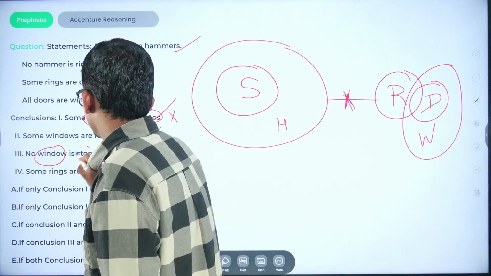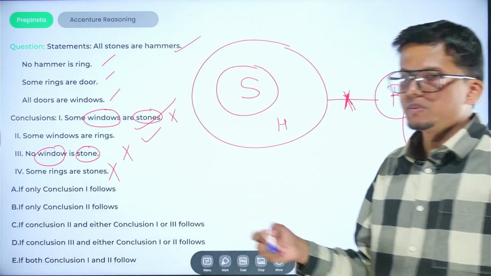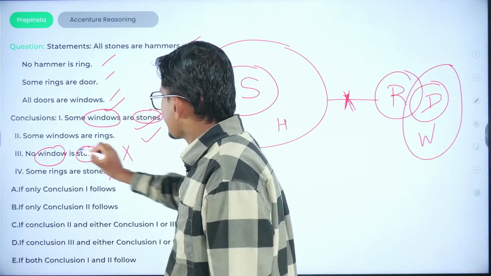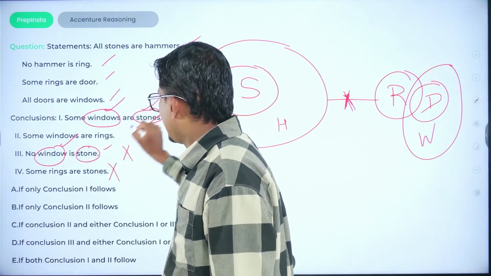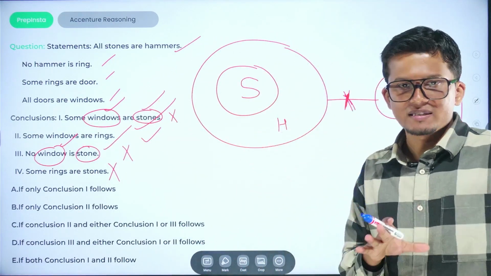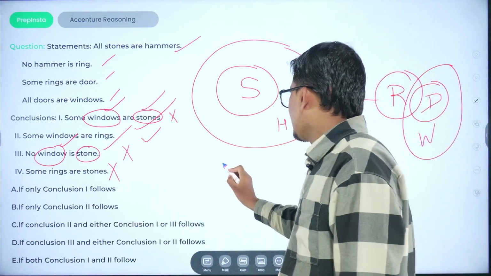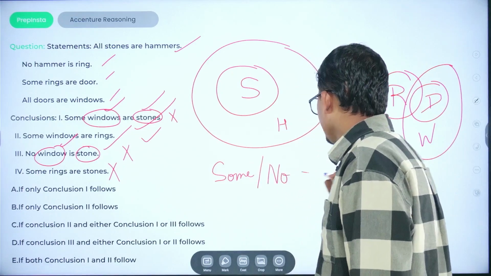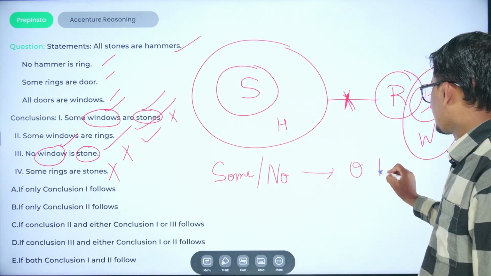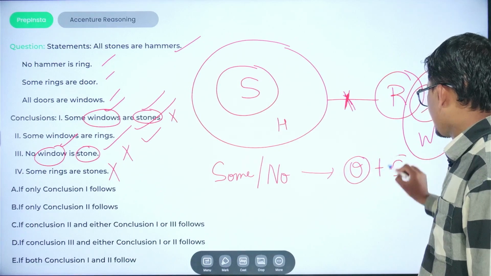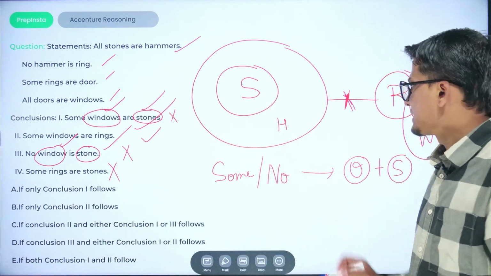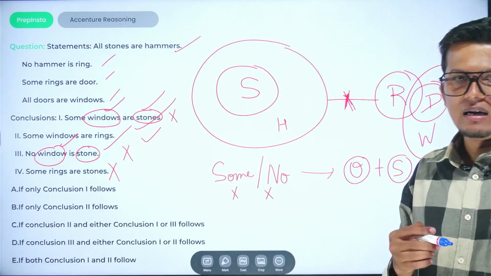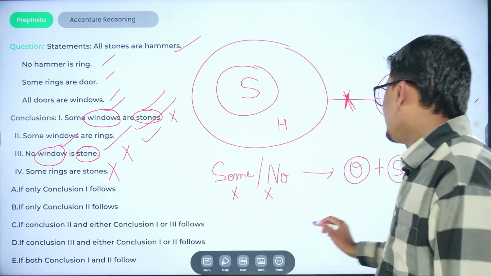Window is here and stone is here. That is the object, and the subject and the object are the same. Here you see windows, and here also windows, stones and stone. That is, subject and object are the same. Then always remember, if some and no combination is given with the object, plus subject remains the same.